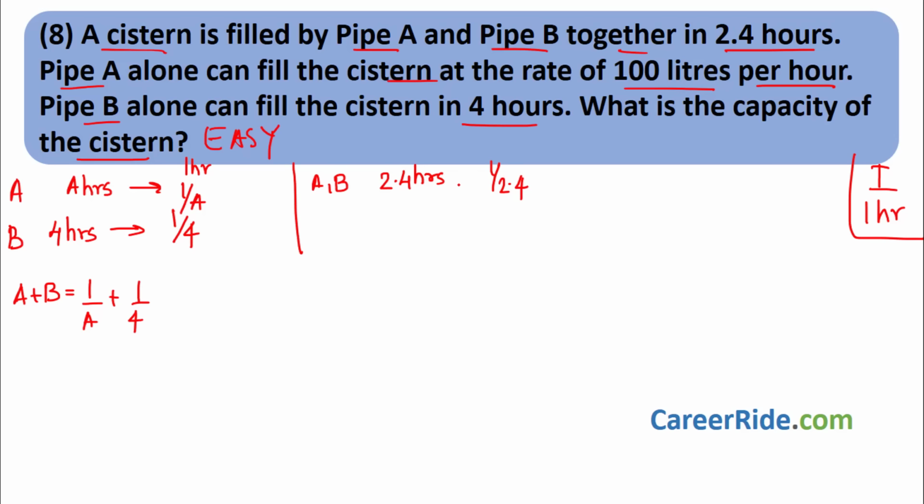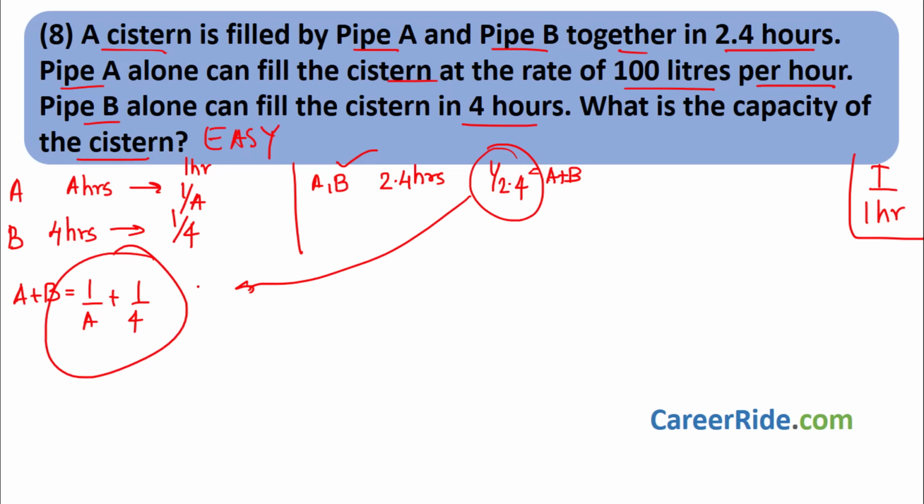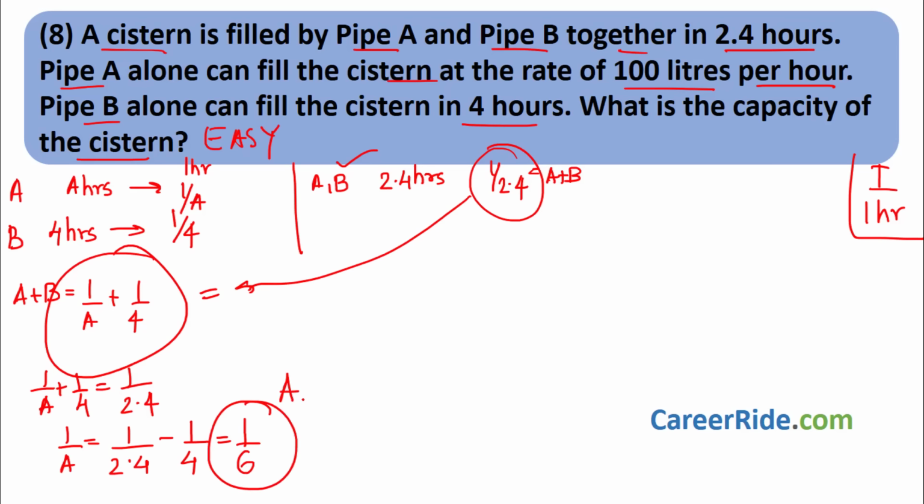But we already know that when A and B are on, the amount of tank filled in 1 hour is A plus B. So these two are equal. We have 1 by A plus 1 by 4 equal to 1 by 2.4. What is the value of 1 by A? That would be 1 upon 2.4 minus 1 by 4. We get 1 by 6. That means this is the work done by A alone in 1 hour. So if A fills 1/6 of the tank in 1 hour, then the entire tank is filled in, just invert, 6 hours, right?